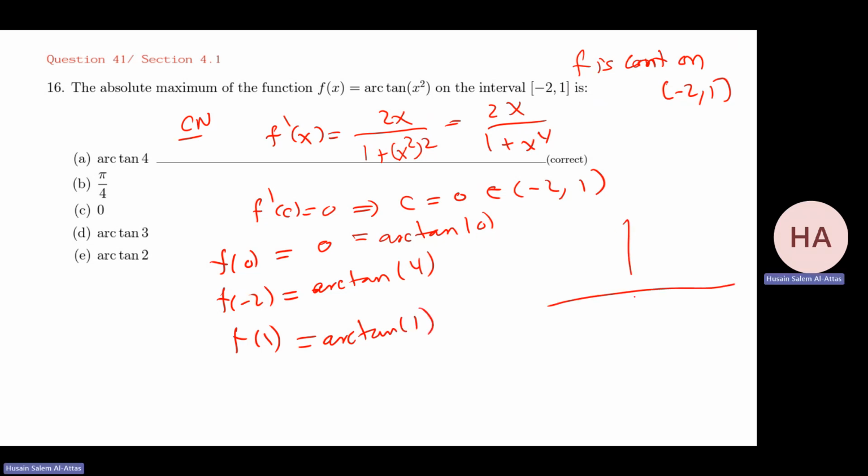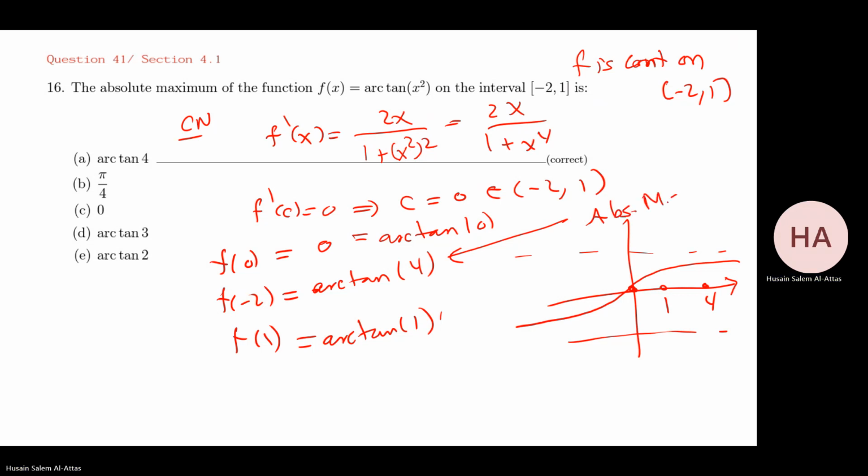If you notice, this is arctan. So this is 0. This is 1. This is 4. Very clear. This will be the absolute maximum. So this is arctan.